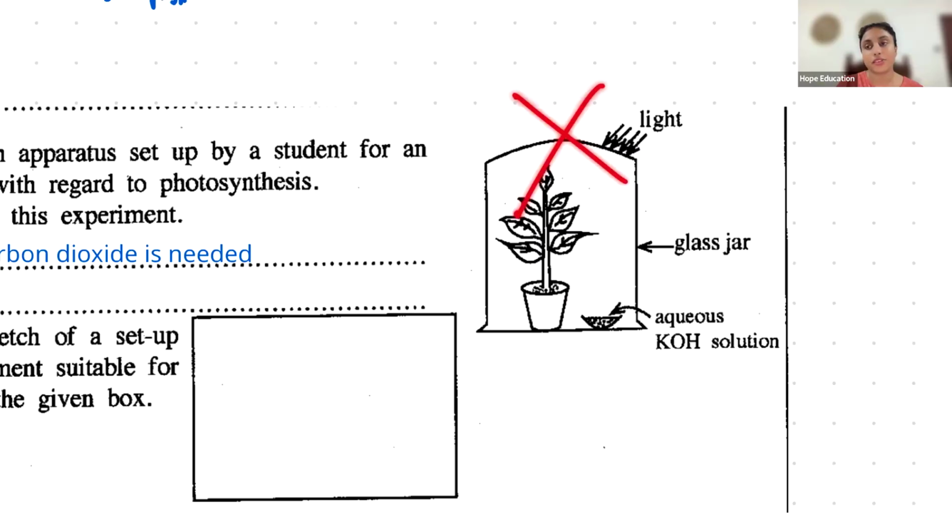Science is all about asking questions. Someone can ask, are you sure? KOH absorbs carbon dioxide, fine. But are you sure that this plant did not conduct photosynthesis because carbon dioxide was not present? It could be anything else.